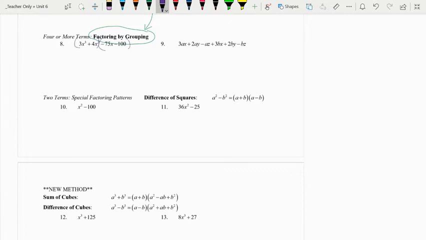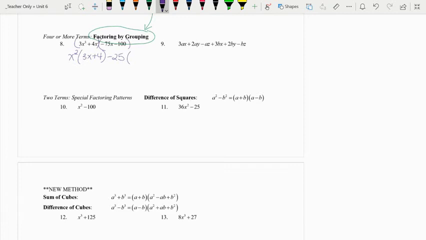And then we focus on the one on the left. 3x to the third plus 4x squared. We can factor out a GCF of x squared. On the next one, I can divide or factor out negative 25.